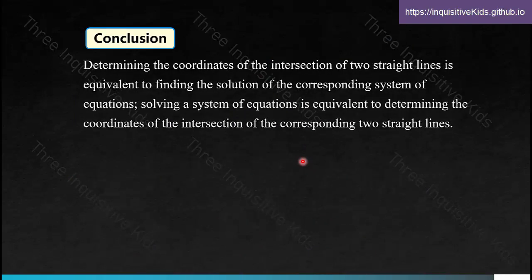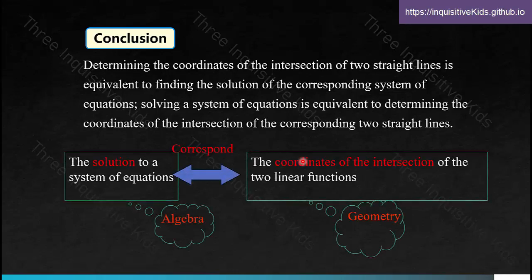Here's the conclusion. Determining the coordinates of the intersection of the two straight lines is equivalent to finding the solution of the corresponding system of equations. Solving a system of equations is equivalent to determining the coordinates of the intersection of the corresponding two straight lines. So again, the solution to a system of equations is the same as the coordinates of the intersection of the two linear functions. So here we're thinking in terms of algebra, and here we're thinking in terms of geometry.